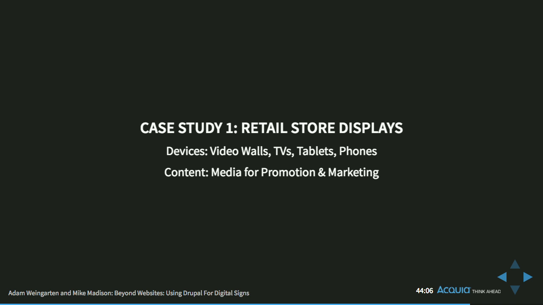All of this content is media for promotion. They want to show off the devices. Would you buy a TV if three quarters of the thing was sideways and off the side of the screen? No. Would you buy a cell phone if it couldn't even play demo content? No, probably not. So it's really critical, especially in a retail environment, that this stuff is perfectly tailored to each of the devices that it's going to play on.